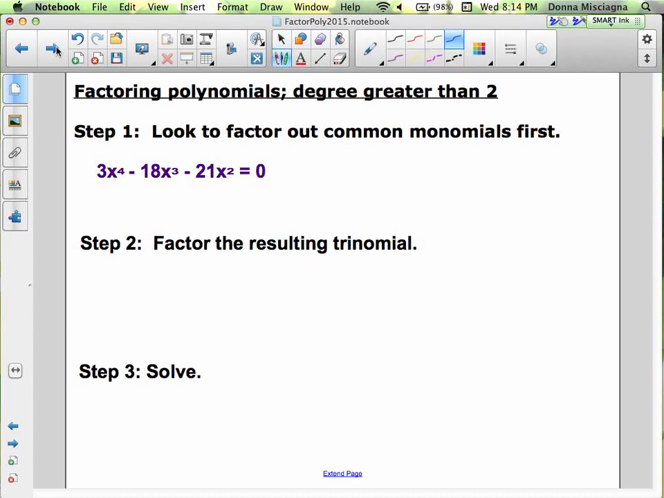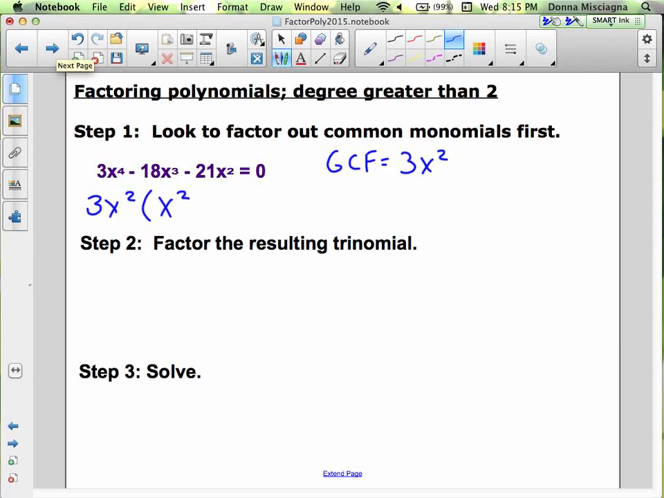All right, let's take a look at this. We have 3x to the 4th minus 18x cubed minus 21x squared. So all 3 of those are divisible by 3, and they're all divisible by at least an x squared. Right? So now let's divide all of our terms by 3x squared. Now as soon as I write that down, in the parentheses has to be those terms divided by 3x squared. So 3x to the 4th divided by 3x squared is going to be x squared.